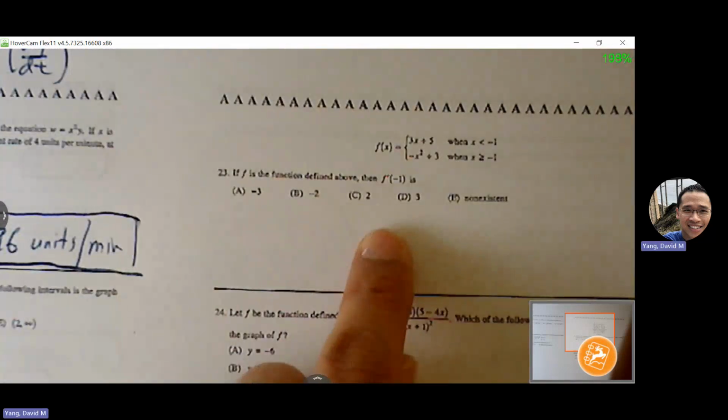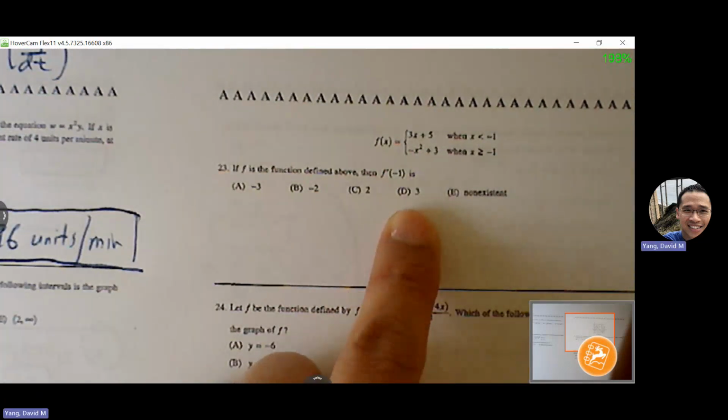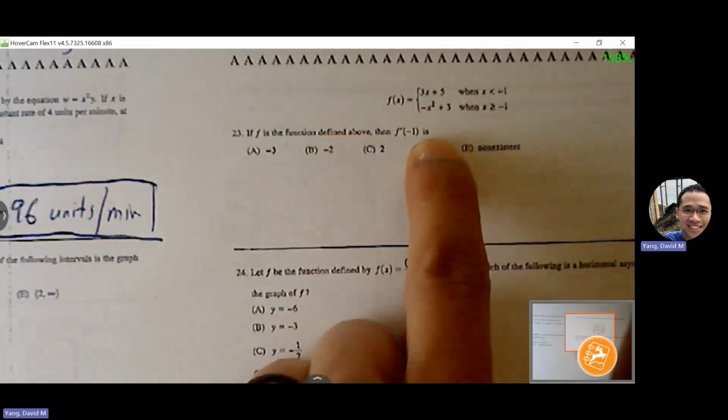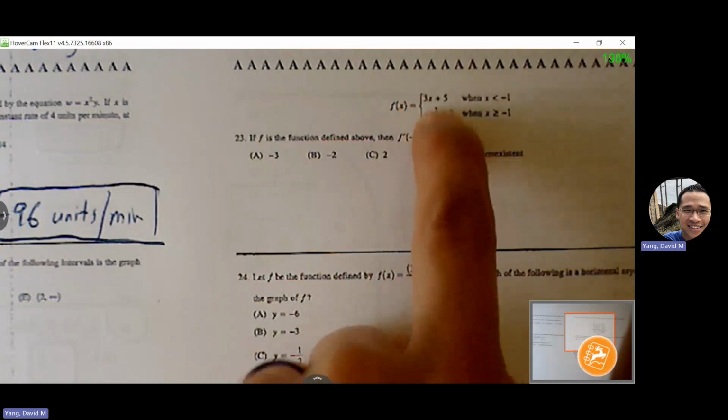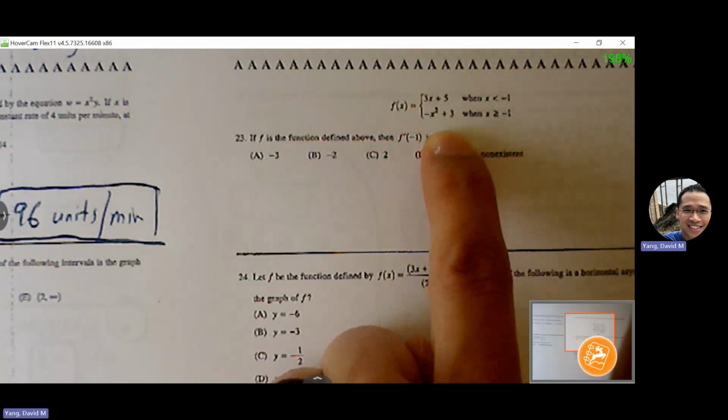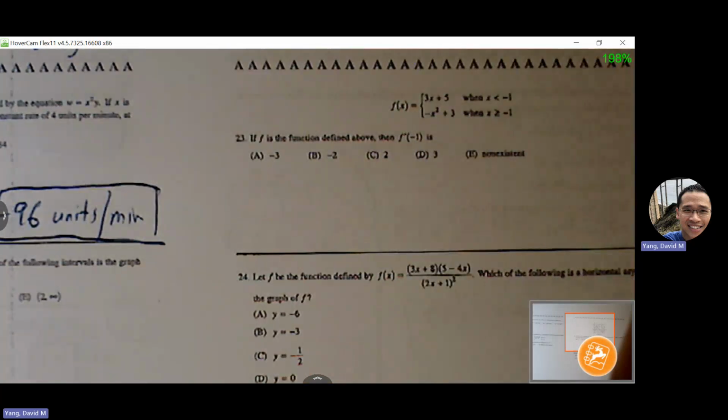23, you guys saw something like this on your multiple choice test, where we want to find f prime of -1. So we can find each of the derivatives and see if the derivatives are the same. If the derivatives are the same, then we have a derivative. But if the derivatives are not in agreement, then therefore the limit doesn't exist.